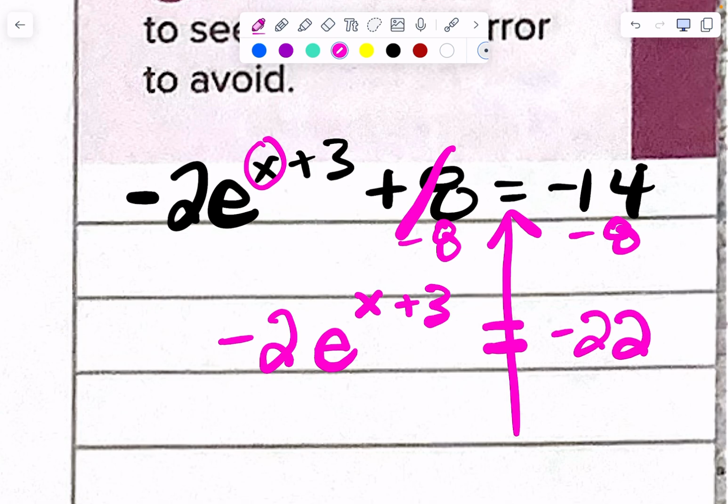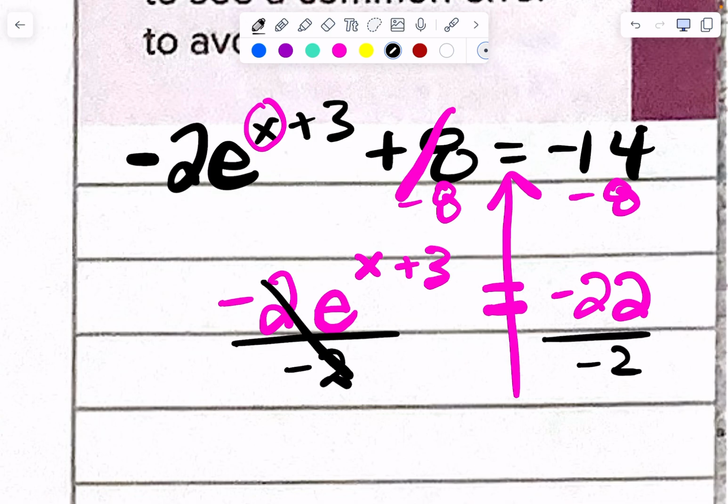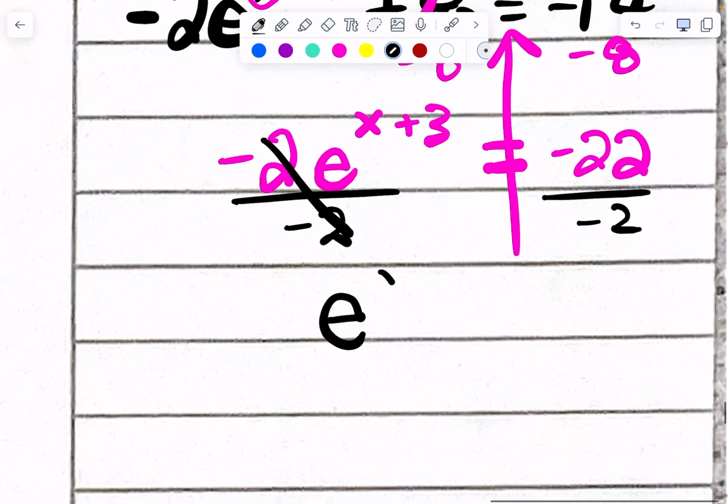Are we good so far? Then what? Divide by negative 2. So e to the x plus 3 equals 11. Now what? Switch to log. Now we are stuck, right? We cannot do anything else algebra-wise until we get rid of this e and get this x down out of here.